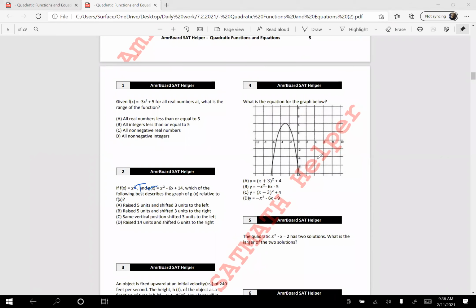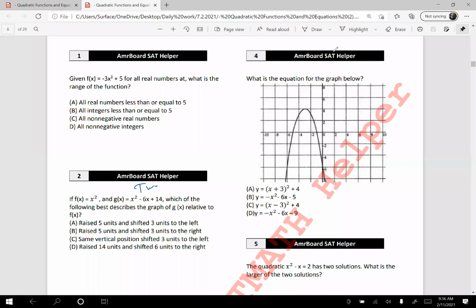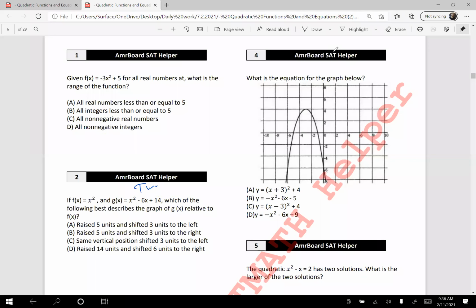Okay? Let me solve some questions with you. Number one, f of x is negative 3x to the power of 2 plus 5. The graph of this one has its vertex at (0, 5).